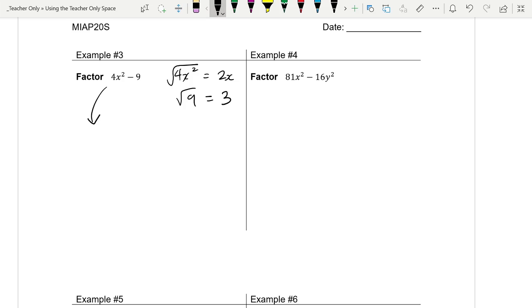So therefore, this thing is going to be 3x plus, not 3x, I'm sorry, 2x plus 3 and 2x minus 3. And that's a funny looking 3. And now my eraser stopped working. There we go. Sorry about that.